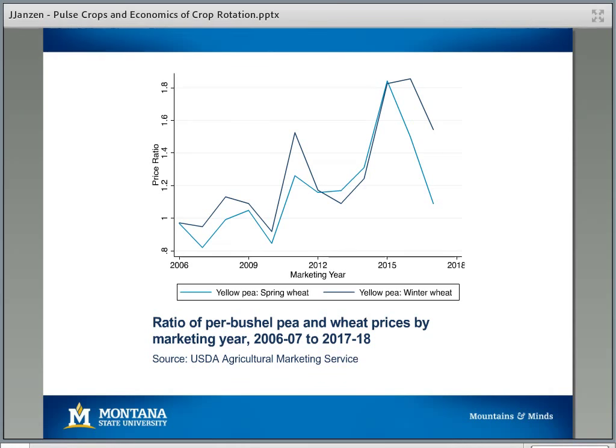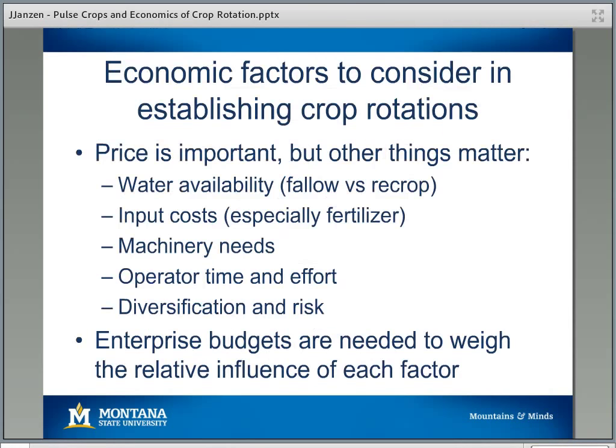That said, we can't just think about prices. There are a whole host of other things that matter. So we've got to factor in all of the economic factors that affect the relative profitability of these two crops. Some of those things that we're going to talk about are water availability, right? And the main crop rotations that we're going to compare here are wheat fallow rotations and continuous cropping rotations that include both wheat and pulses.